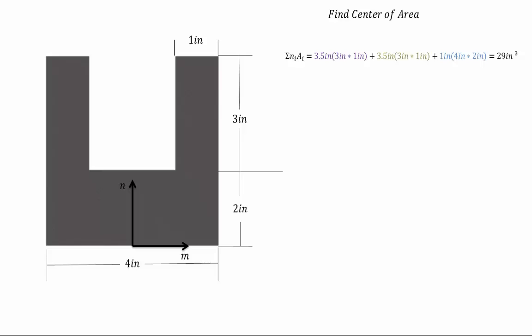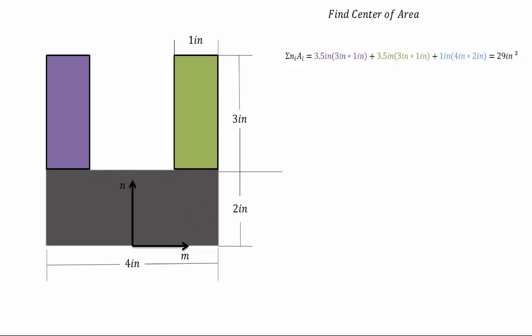the m-axis. So the first area we have is this area here in purple. It is 3.5 inches up from the m-axis and is 3 inches by 1 inch for area. We have a similar green area that is also 3.5 inches up and 3 inch by 1 inch. Finally, we have an area that is 1 inch up that is 4 inches by 2 inches. When we sum all these, we get that the sum of NiAi is equal to 29 inches cubed.